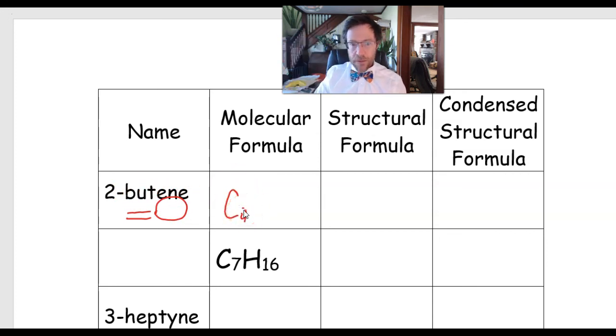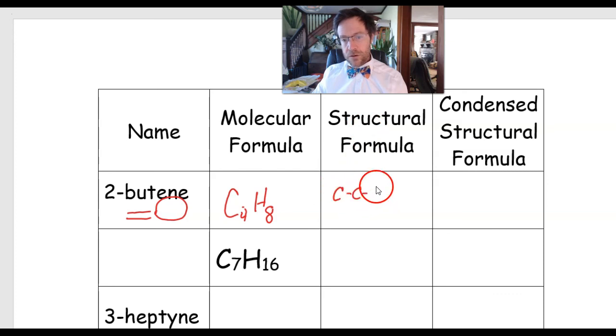So I'll have 4 carbons. And if it's an ene, the hydrogen is just twice as many. How did I figure that out? Remember, on table Q, the general formula for the alkenes is 2n. So the structural formula: I'm going to go 1, 2, 3, 4.